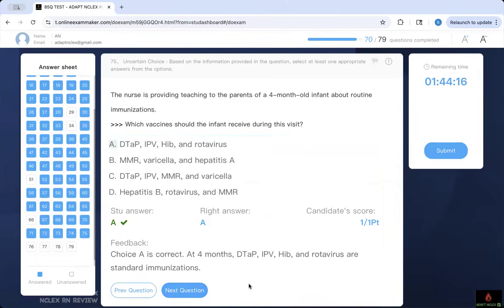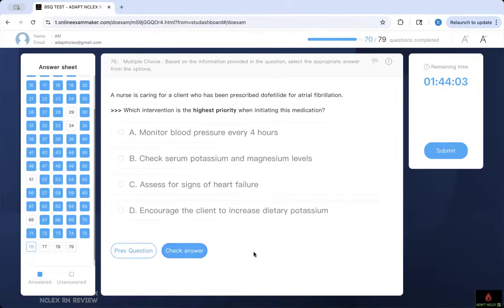At 4 months, they get DTaP, IPV, and Hib. Rotavirus is a standard immunization, which can be given later on. But it depends. But MMR is the key. So pay attention to that.